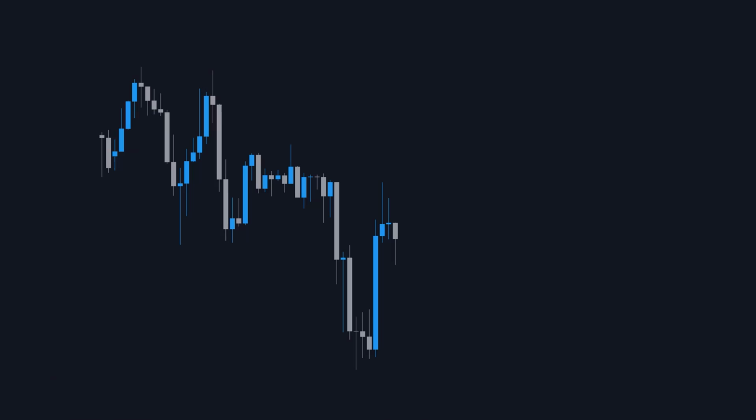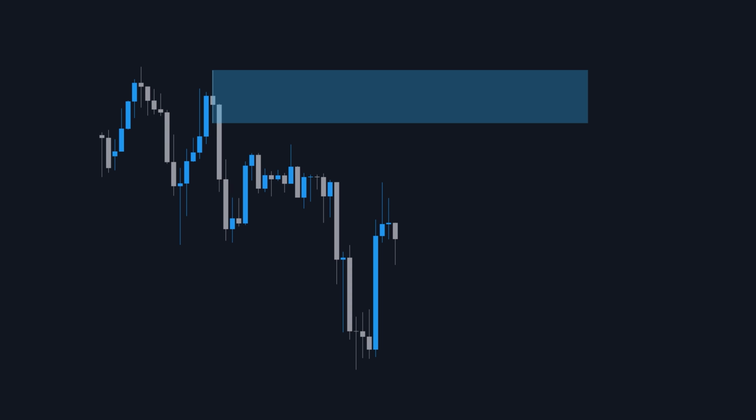I mark supply and demand based on the last candle before the impulse, aka the last candle before the big move up or down. This makes more sense to me from a logical perspective because I'm actually looking at the direct area where the massive buying or selling came from.